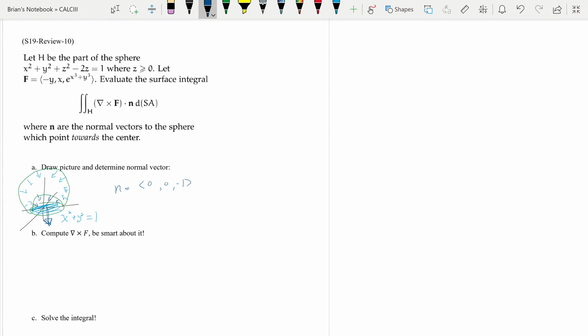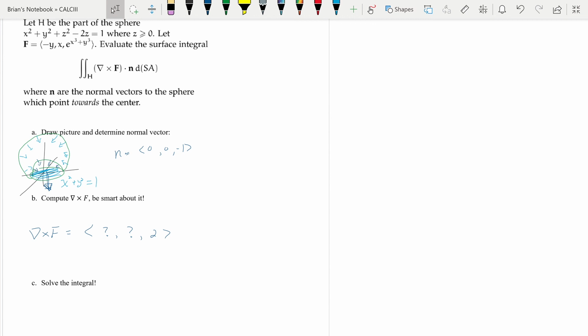All right, let's see how you guys did. We'll do del cross F. I'll save the dramatics. You shouldn't care about that first or that second term. All you should care about is that third term, and you should get 2, because you got the minus y and the x, and they should bring you to positive 2.